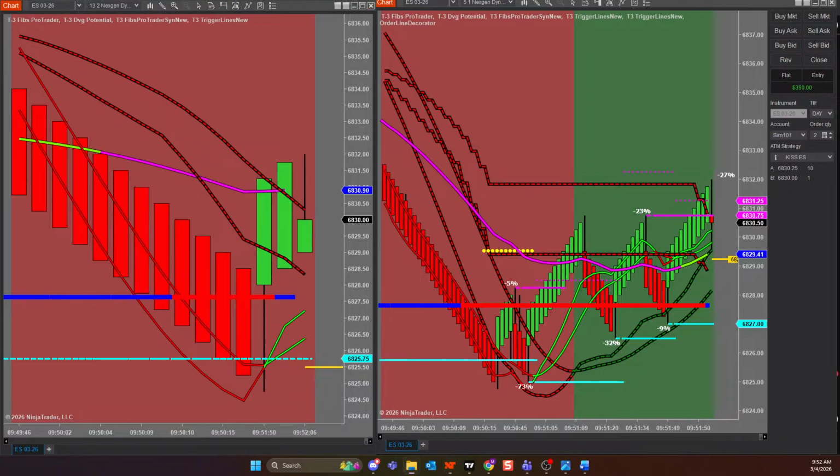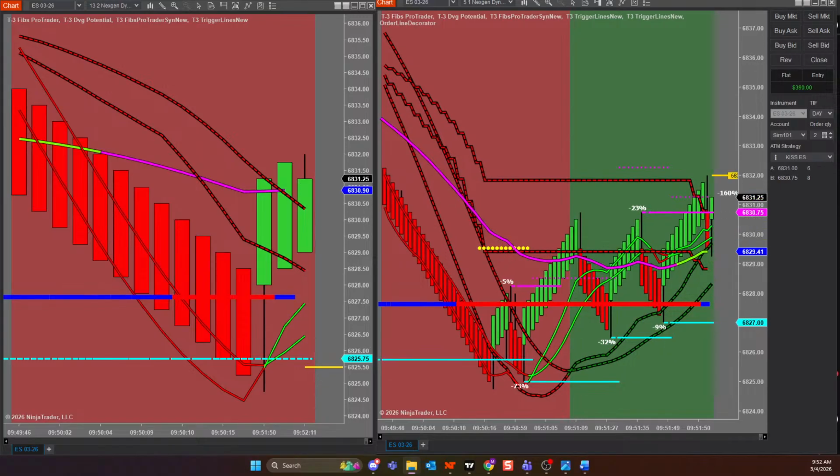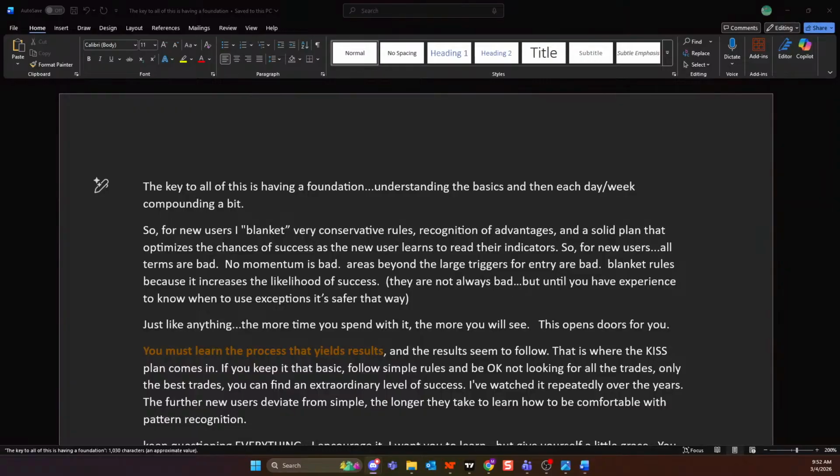But you know what? Before we look at charts, I'm going to share something with you. I feel compelled to do this. Everything I teach, guys, the key to everything that we do in this room is having a foundation. Is understanding the basics, and then each day and week compounding a bit. I am not here to shackle you to one trade. I am not here to demand that you don't look for other opportunities. But I'm going to tell you right now, if you can't make money with the most simple approach, you're going to struggle making money with a more difficult approach.